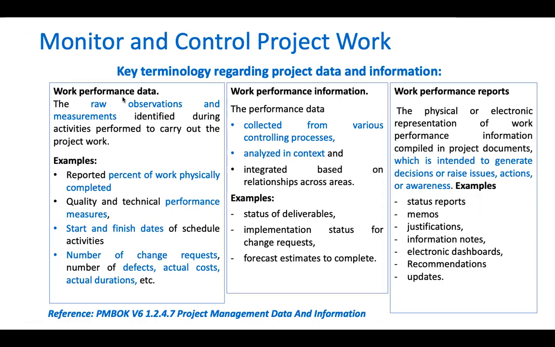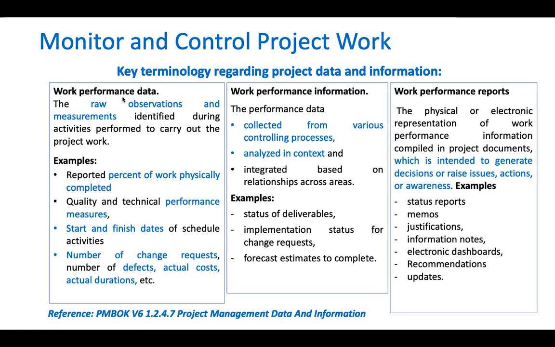To monitor and control project work means key terminology regarding project data and information. We have work performance data, which is basically the raw observations and measurements identified during activities performed to carry out the project work. Examples: the reported percent of work physically completed, quality and technical performance measures, start and finish dates of scheduled activities, and number of change requests, number of defects, actual cost, and actual durations, etc.